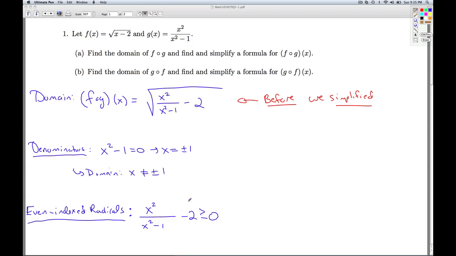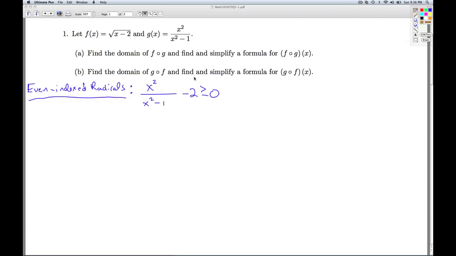I'm going to need a sign diagram to solve this. So this is something straight out of section 4.3. Now the first step in solving this would be to get a common denominator. And in fact, we already did that when we simplified the formula. So I'd use the same steps as before, and I would get 2 minus x squared over x squared minus 1 bigger than or equal to 0. And I'm going to call this my function. I'm going to call it r of x, because f and g are already taken, so I'll call that thing r of x.